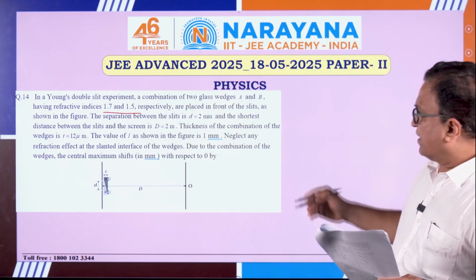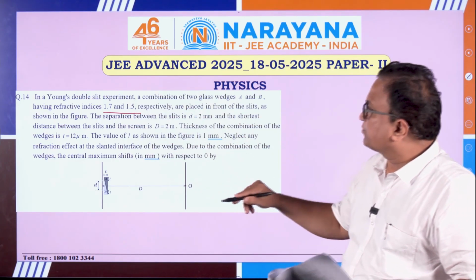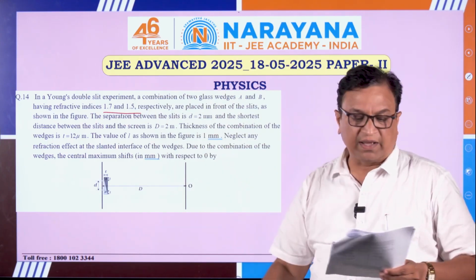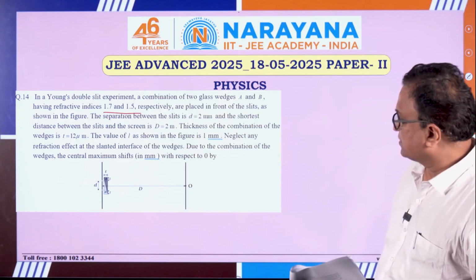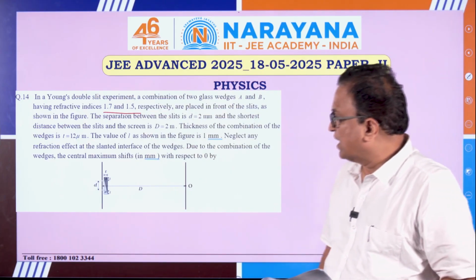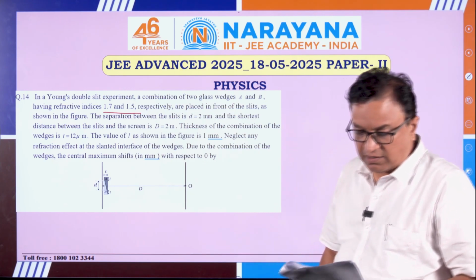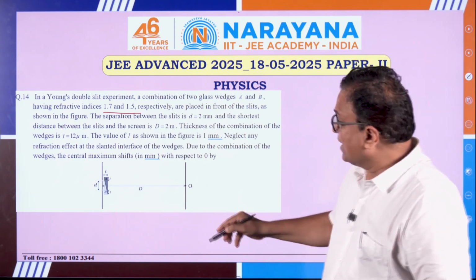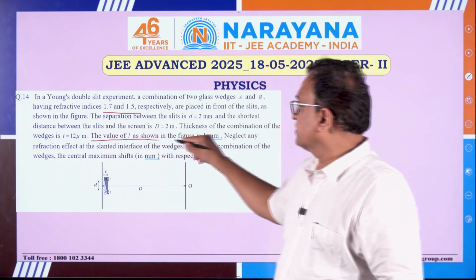Now they have given the values for small d and capital D, all that. The thickness of the combination is 12 micrometer. The value of L as shown in the figure is 1 mm. What is L? L is 1 mm. This data they have given is important for us.